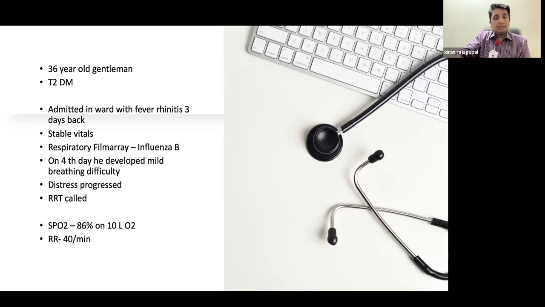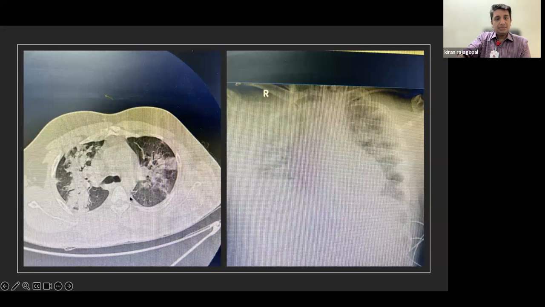Towards evening, the distress progressed. In between, the primary consultant had taken an X-ray first, and seeing the X-ray, they took a CT chest. Towards evening, the distress progressed, and RRT was called. You are a nurse working in the critical care unit, and you had the RRT duty for this day. When you went to attend the RRT call, you saw that the saturation was around 86% on 10 liter O2, and his respiratory rate was around 40 per minute. So this was his CT chest, which was taken early in the morning, and this was the X-ray.